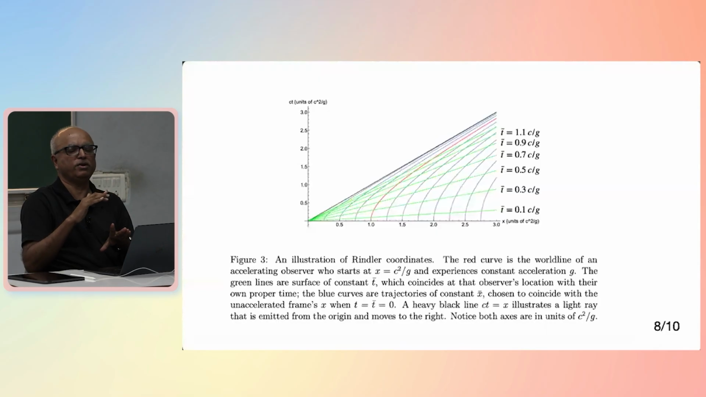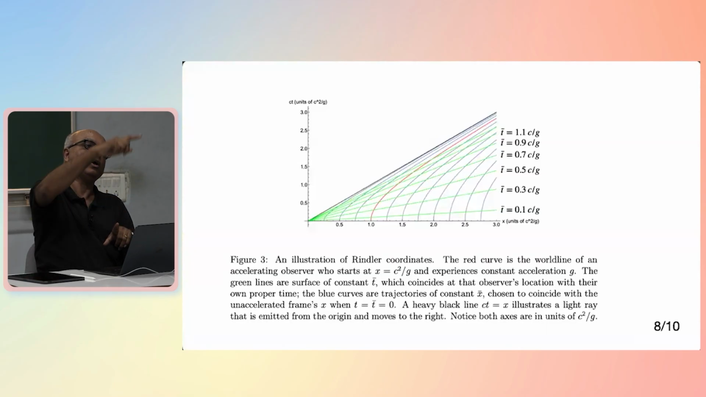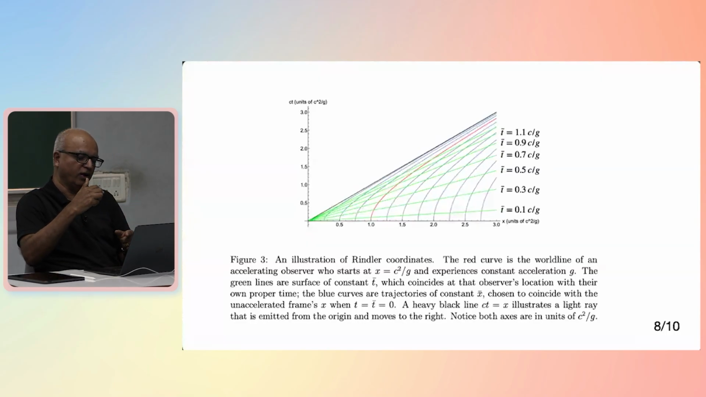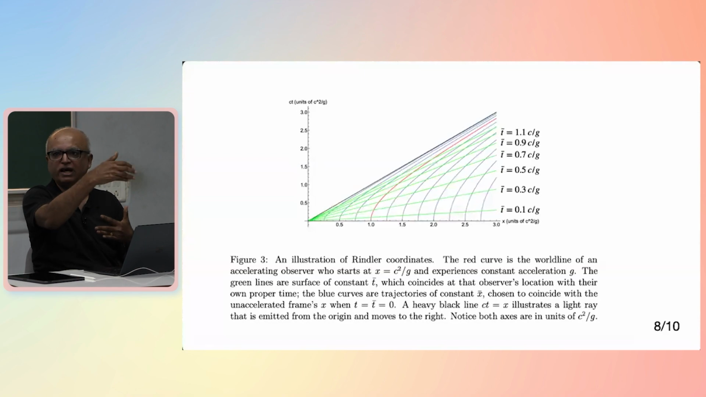For g equals 10 meters per second square, c squared by g is around 10 to the power 16 meters, some huge number. So now one of you is sitting at 10 to the power 16 meters. All of you start your torches when I start accelerating. What this result says is your light beam will catch up with me. When your light beam catches up with me, it means I am seeing you. That's when I will see you, when your light signal arrives.